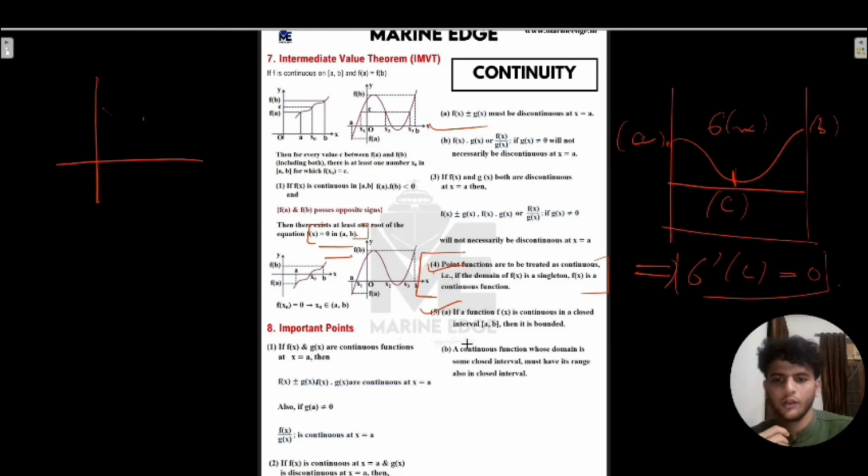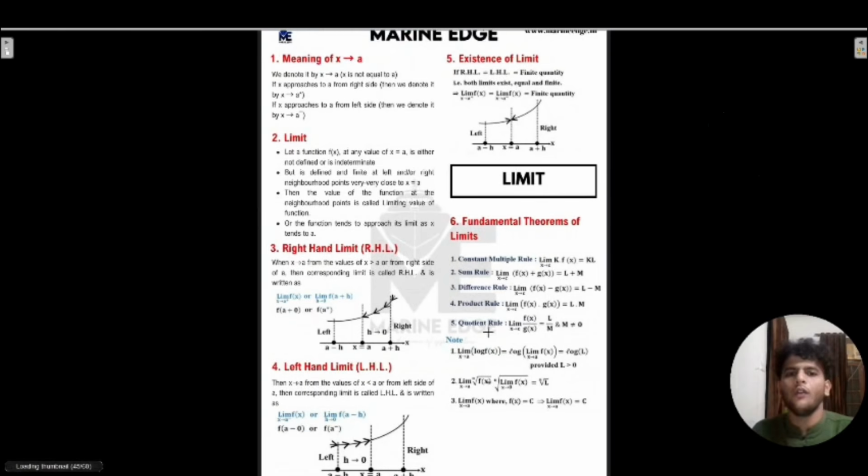If a function f(x) is continuous in a closed interval [a, b], then it is bounded. A continuous function whose domain is some closed interval must have its range also in a closed interval. Obviously, if the domain, that is the input, is constrained, then the output will also be constrained between some interval. Yes. Now we have limits.